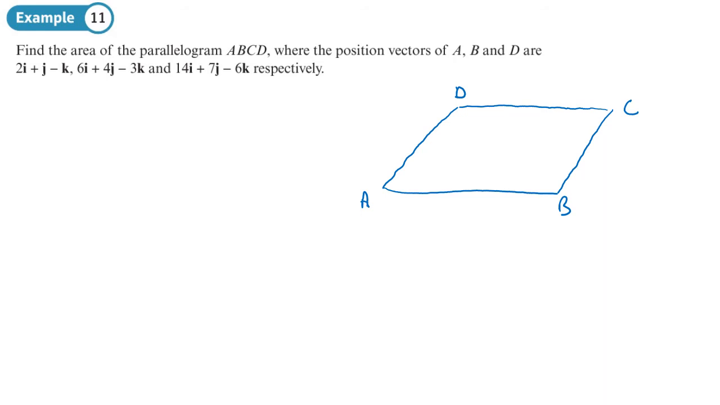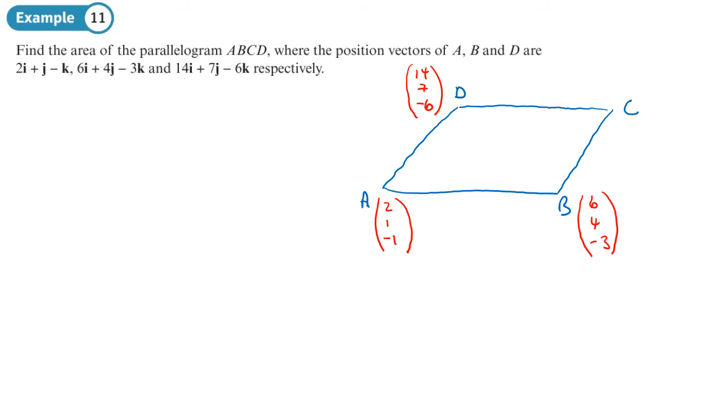Now, what we've got here are the position vectors of three of the vertices. A, so that's 2, 1, minus 1, B, which is 6, 4, minus 3, and D, so this one over here, which is 14, 7, minus 6.